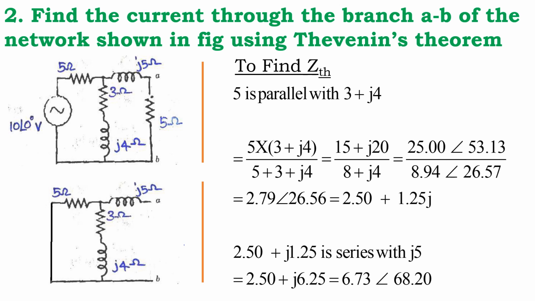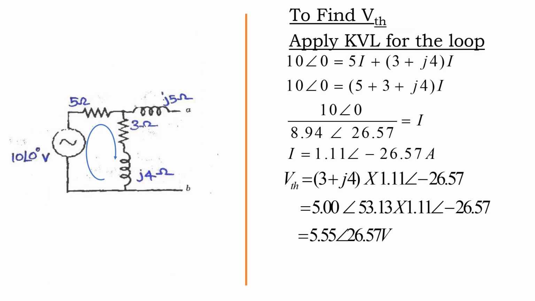Students can check the answers with the help of this calculation, whether it's okay. You can check the answers step by step. I have given all the steps clearly one by one. Next, the answer we got is in series with the j5 ohm. So, I made this thing in series. Once again I do the rectangular to polar, polar to rectangular conversions. Finally, I got 6.73 angle 68.20.